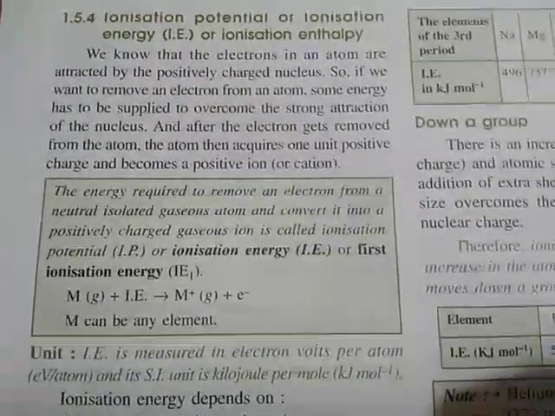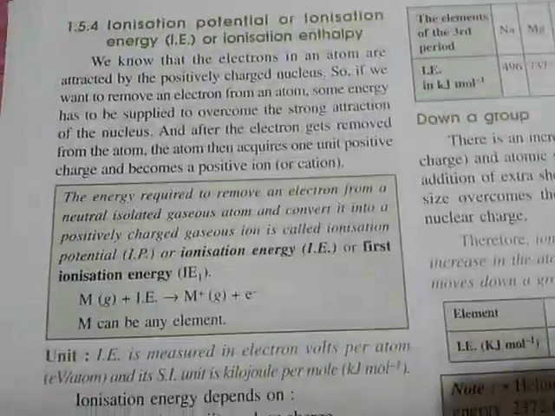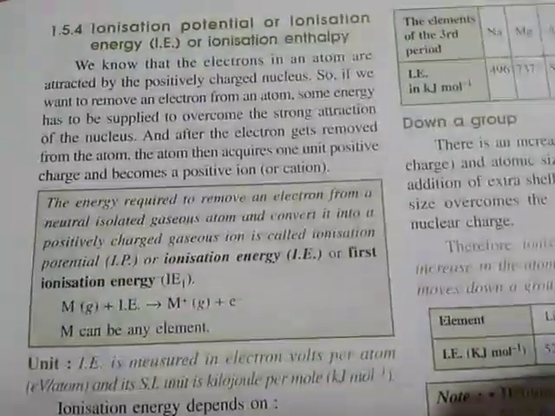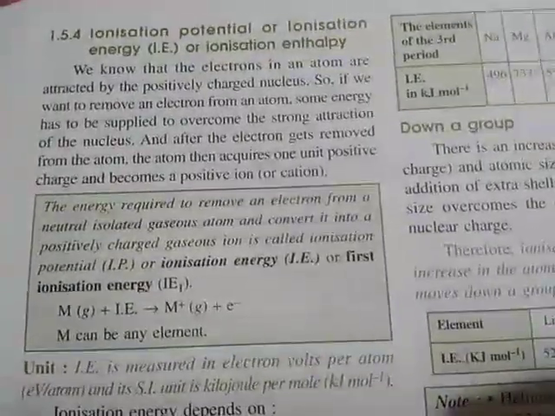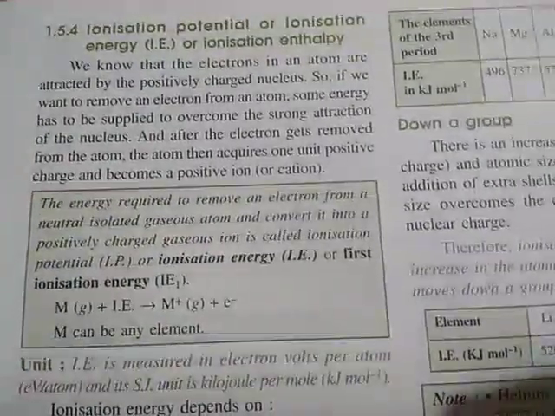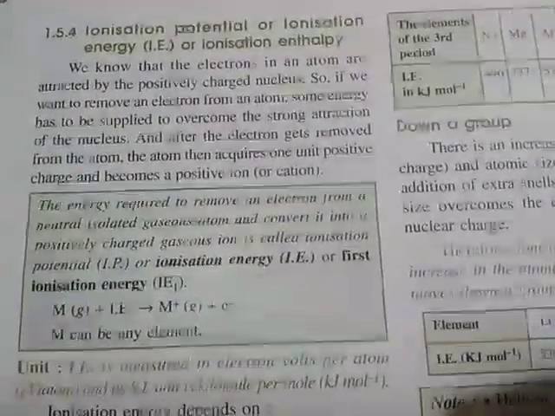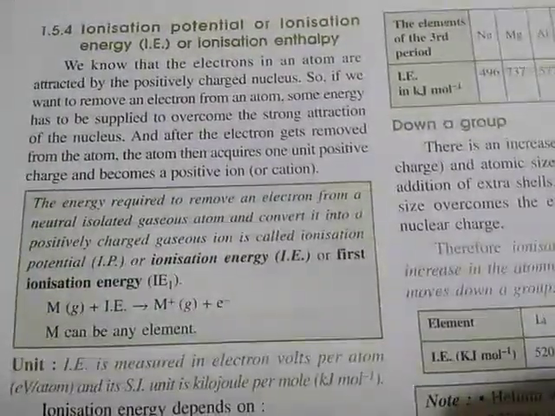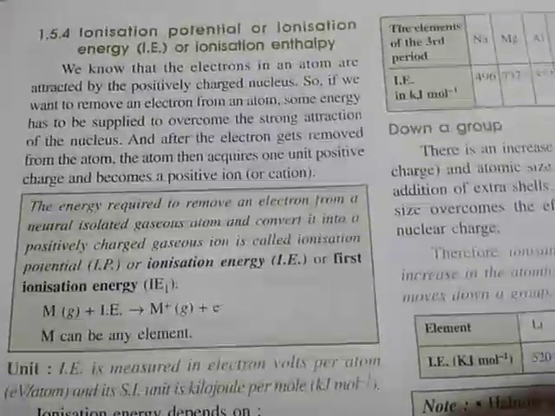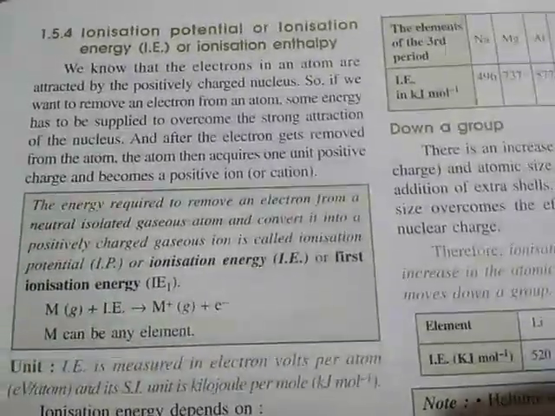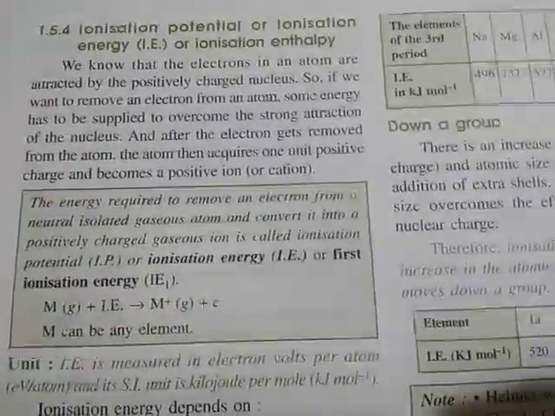Open your page number 12, and although I have already stated what ionization energy is, once again I am repeating this one. So ionization potential, you can call it ionization energy, you can also call it ionization enthalpy. So what is the meaning of all these terms?